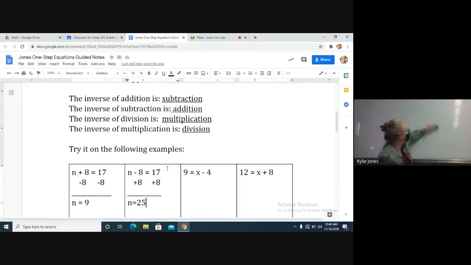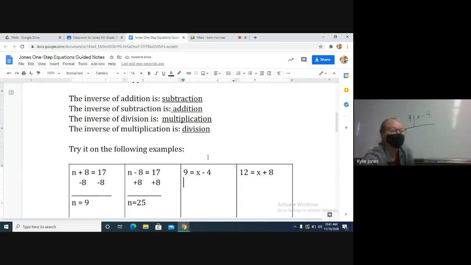All right, the next one, we have 9 equals x minus 4. This time, your variable is on the opposite side of the equation. Do you think that matters? It doesn't really matter. You can still do the same stuff. So we can still draw our upside down t, or in this case, type on the next line.